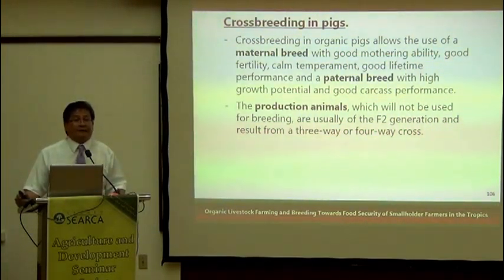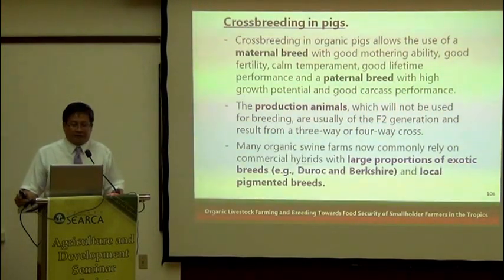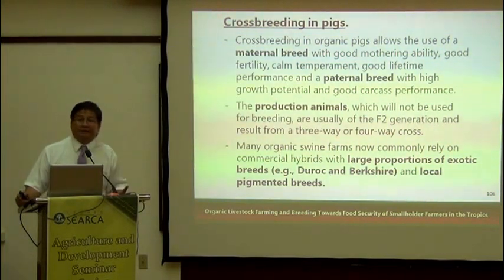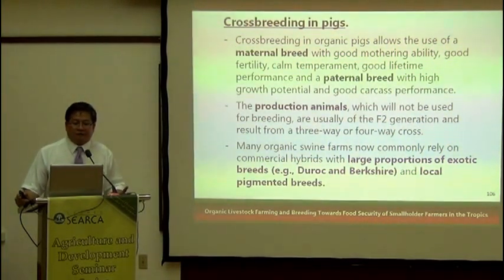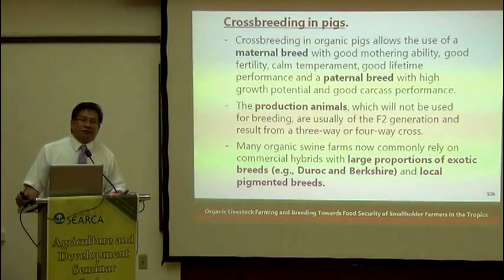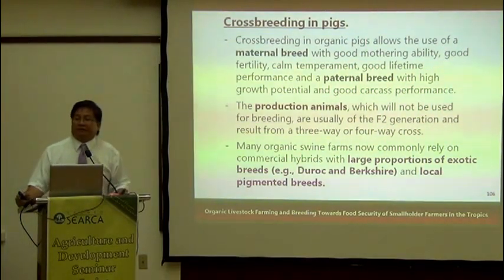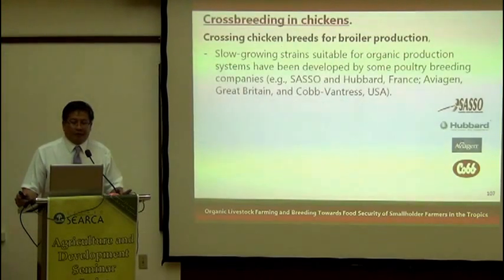So that's being practiced. And many organic swine farms now also rely on the commercial hybrids, but there's a preference mainly for the pigmented breeds. So for example, the use of colored breeds like Duroc. Duroc is a colored breed, Berkshire is also a black breed. And then local pigmented breeds. So there's a preference for those that are non-white.